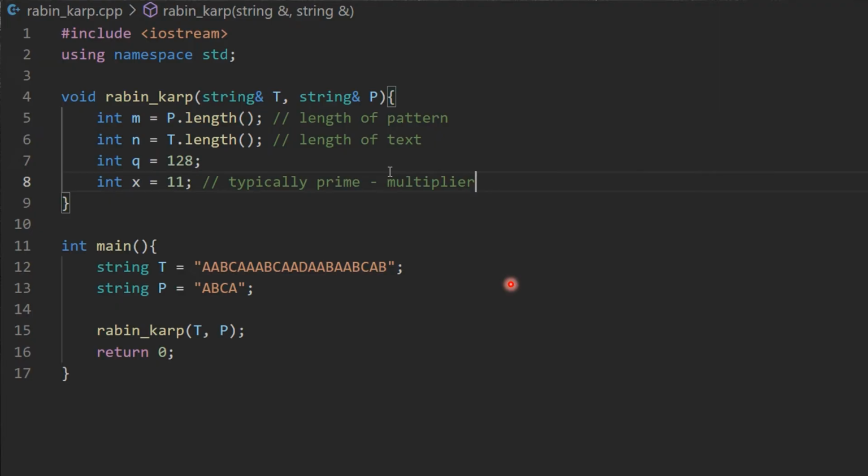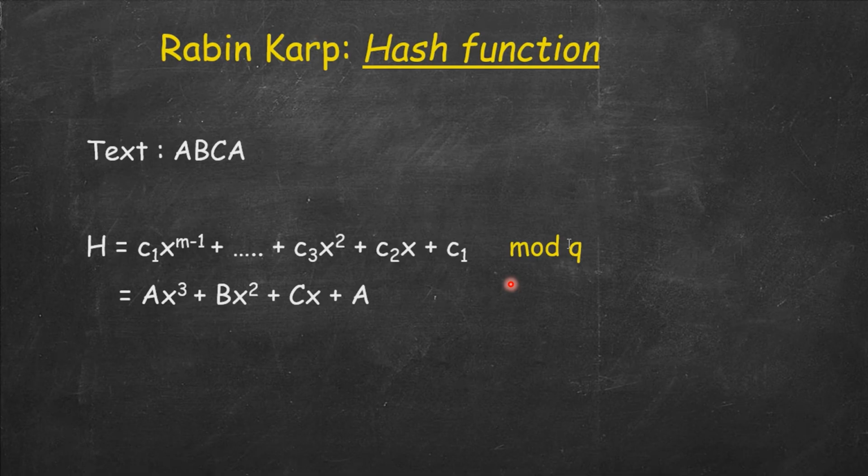So this is the multiplier, x, x1, x2, x cube. So this is the modulo q term, and these x's are the multiplier which we have just written. So I am writing the same variable name so that you remember.